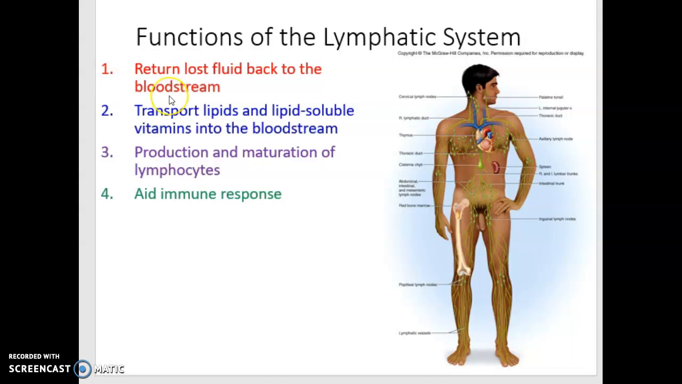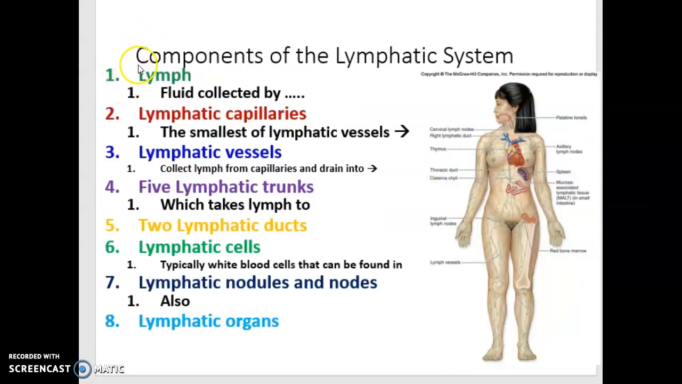It has four. Returns lost fluid to the bloodstream, aid in the transport of lipid-soluble vitamins, production and maturation of lymphocytes, and aid in immune response. You'll be asked what all of these components are, and you are going to have to define them, and you also have to put the order of things.